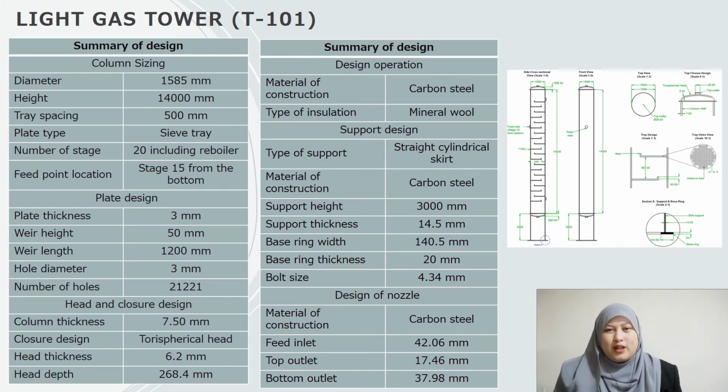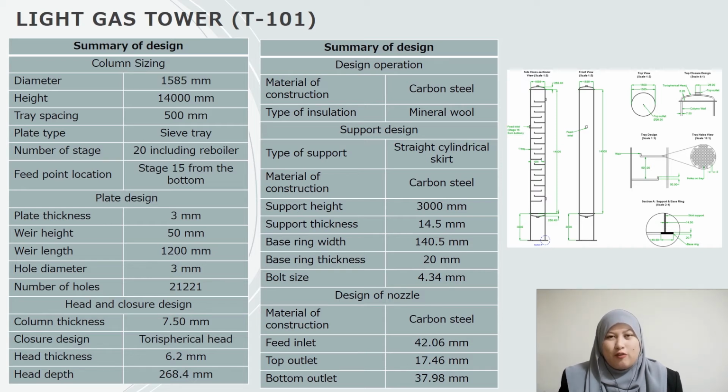The light key component is diisopropyl ether since it is the more volatile component, while the heavy key component is water and it will be removed at the bottom stream since it is relatively less volatile component. From the summary table, the diameter of the column is 1.59 meters with a height of 40 meters.